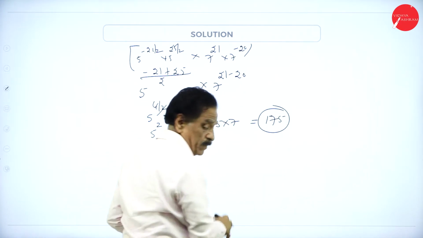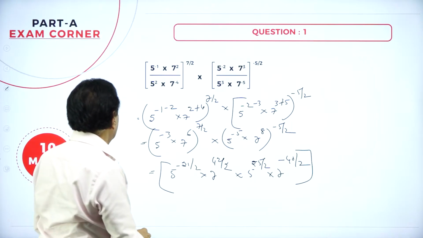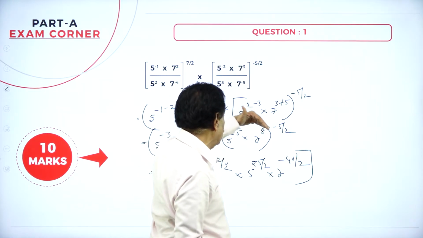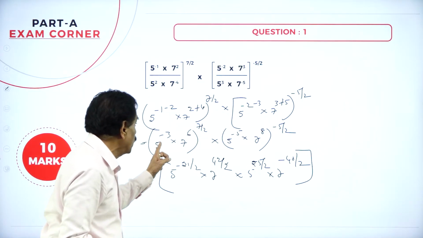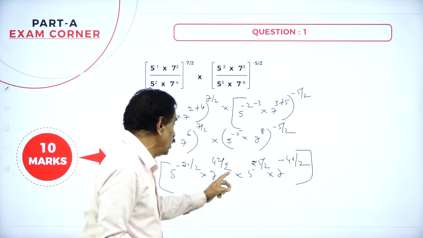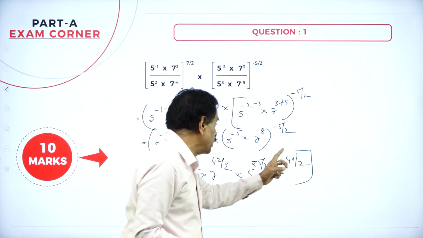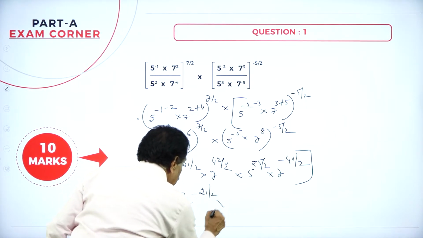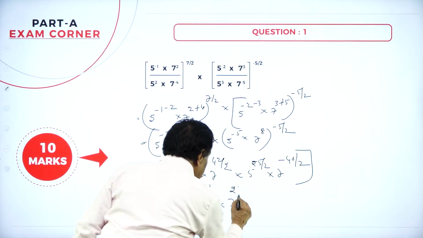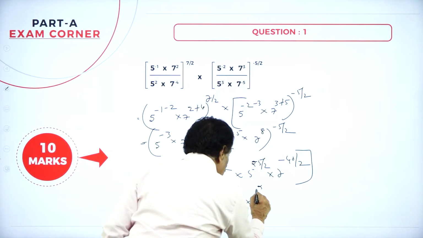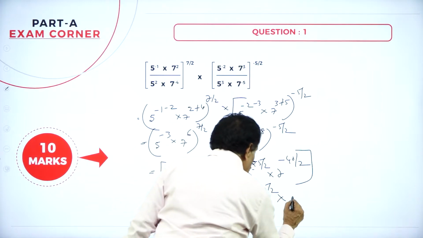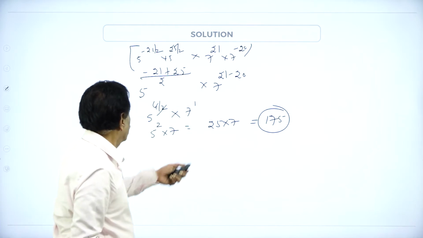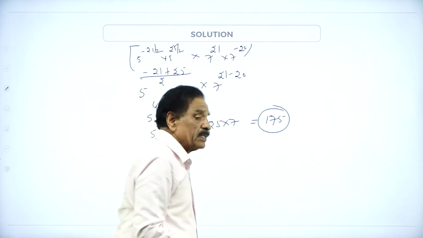175 is the answer. What I did was take the common base: 5 to the power of minus 3, 7 to the power of 6, 7 by 2, 5 to the power of minus 5. Then I simplified: 5 to the power of 21 by 2, 42 by 2, 25 by 2. This is nothing but 21. You can have this as 5 to the power of minus 21 by 2 into 7 to the power of 21 into 5 to the power of 25 by 2 into 7 to the power of minus 20. That gives 25, so 175.